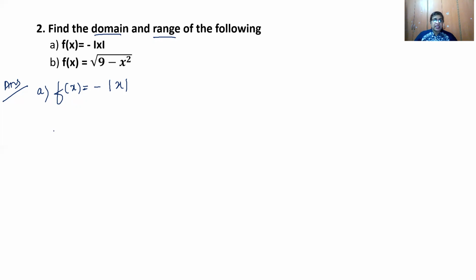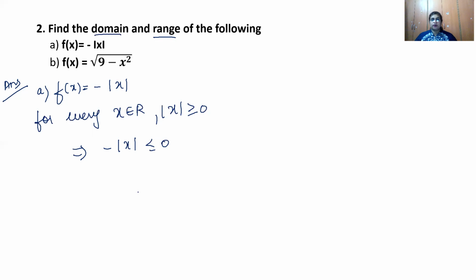Okay, so let us write here. For every x in the real numbers, x belongs to R, modulus of x is always either 0 or greater than 0. Now we have minus modulus of x. If I multiply by minus, the inequality should change its sign, so this is less than or equal to 0. So who is this minus of modulus of x? Nothing but it is f of x. So you have f of x less than or equal to 0. Here you have a negative number, less than or equal to 0.